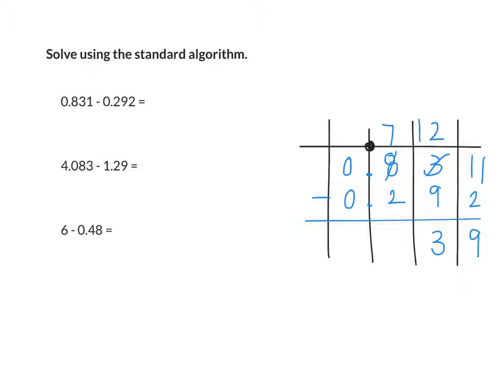Okay. Now, how many tenths do I have left? 7. I want to take away 2, so how many tenths do I have? 5. Very good. How many ones do I have? 0 altogether. Good. So my answer is 539 thousandths. Okay, good.